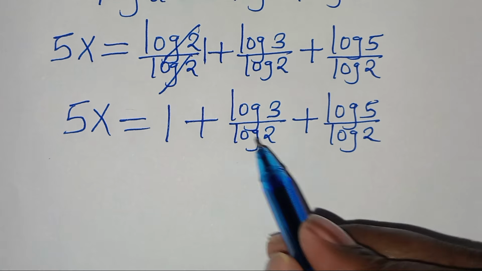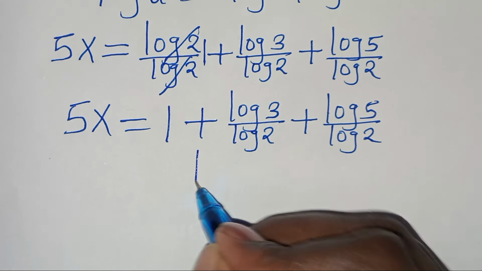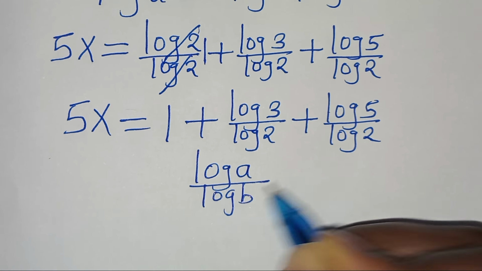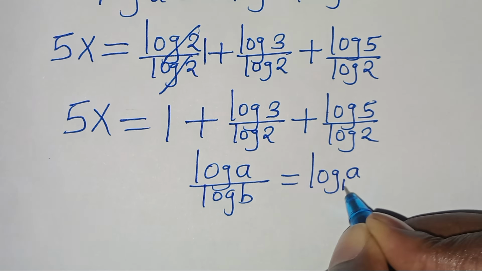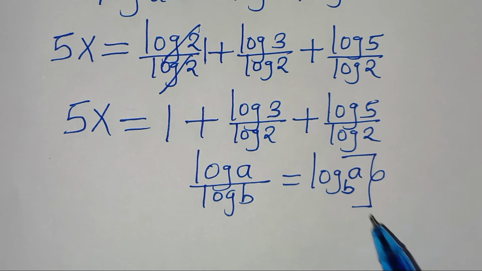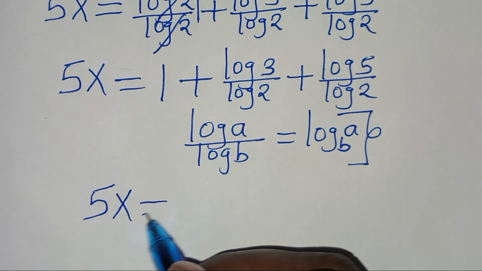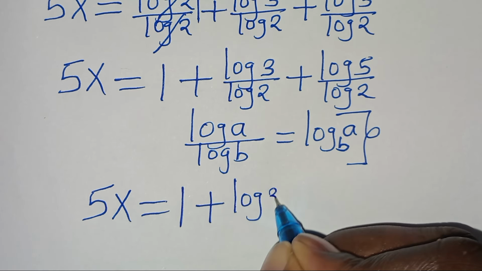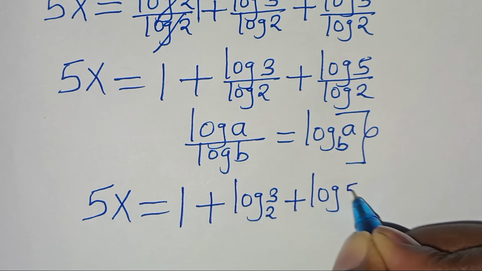So the next step is that log 3 over log 2 and log 5 over log 2, this is in the form of log a divided by log b, which we can express as log a to base b. Now, applying this logarithm property, then we have that 5x, this is equal to 1 plus, now this is log 3 to base 2, then plus log 5 to base 2.